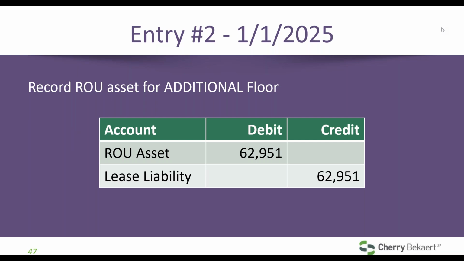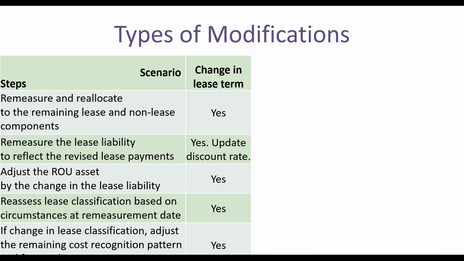Now, there's lots of things that could cause a modification. I think it might be worth going over all those different things and the scenarios and the different nuances to the potential modifications. So if you had a change in a lease term, you would have to remeasure and reallocate between lease and non-lease components. That's true of all types of modifications. And then you would have to revise that lease liability, and you would use the most recent discount rate. So if you have a change in the lease term, that's a pretty significant change.